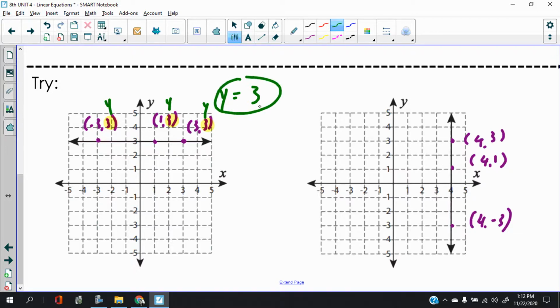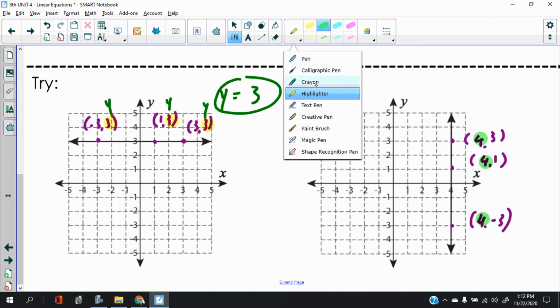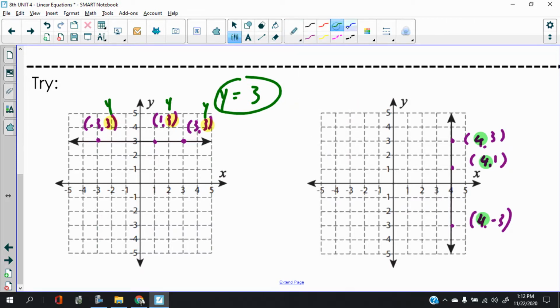Second one, for this one, the first value is always the same, and that's the x value. So x is always 4, x is always 4. And that's it. That's how you do these questions, okay?